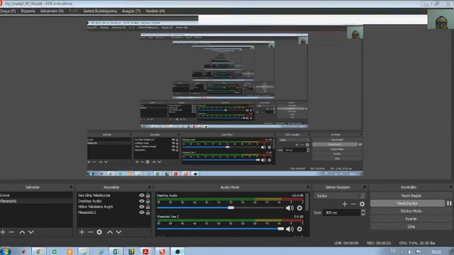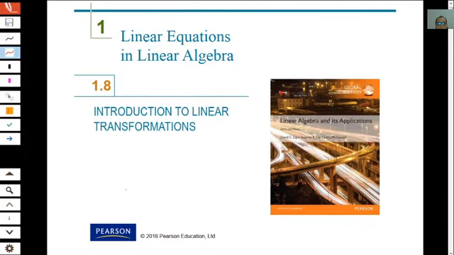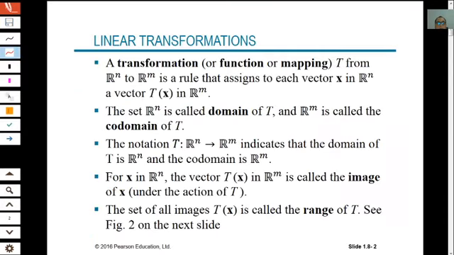Hello everyone, in this video we will cover section 1.8. In this section we will see linear transformations. First we will see the definition of a transformation.